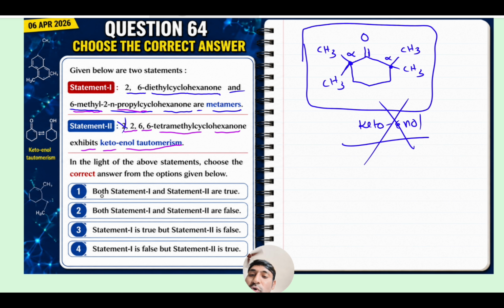That means the option that both statement 1 and statement 2 are true is wrong. Both statement 1 and statement 2 are false is also wrong. Statement 1 is true but statement 2 is false. That is the correct answer, guys. I hope you understand.